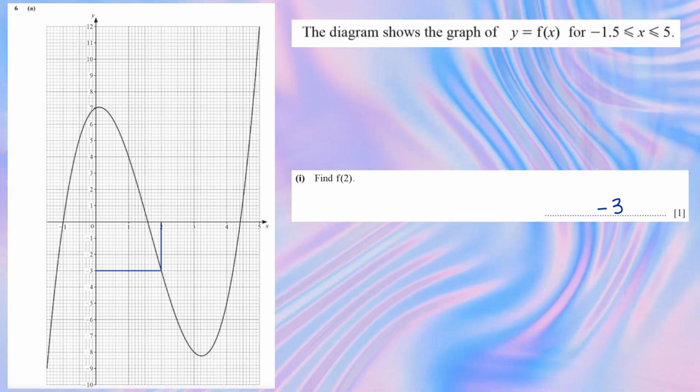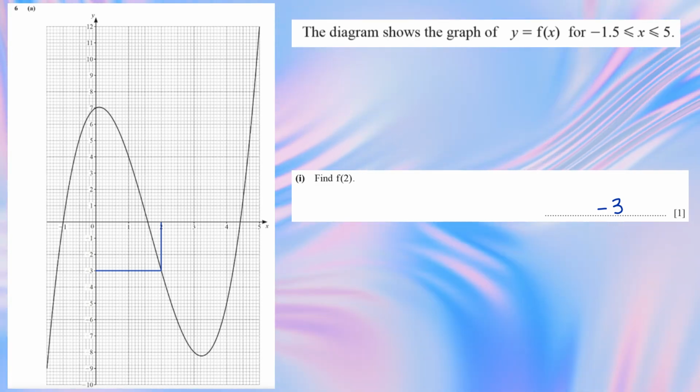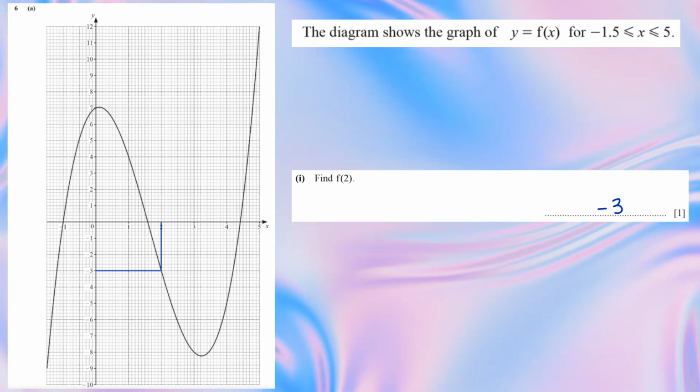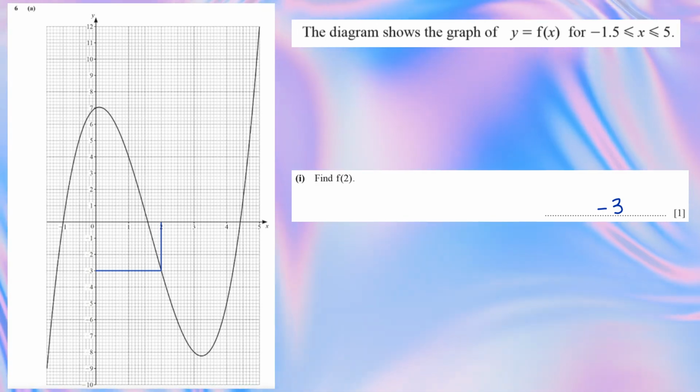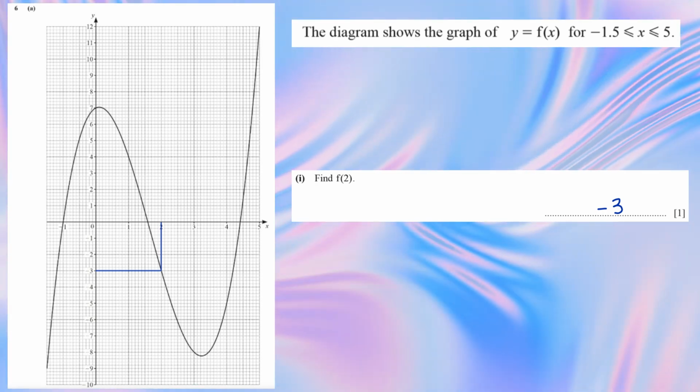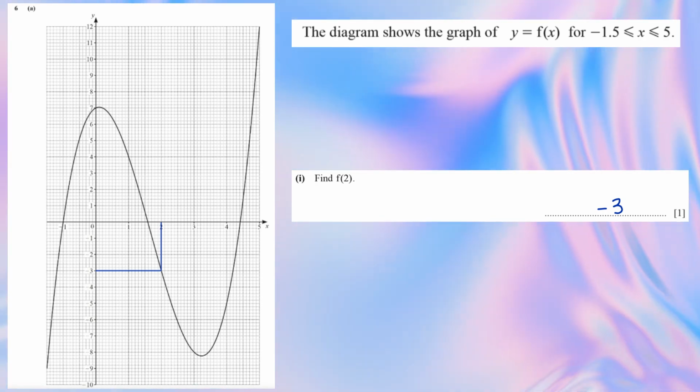Here's the first part, part A, of question 6. The question says the diagram shows the graph of y equals f of x for x in the domain from -1.5 to 5. Then part 1 of part A says find f of 2. So basically, the question's asking to find the value of y when x equals 2.